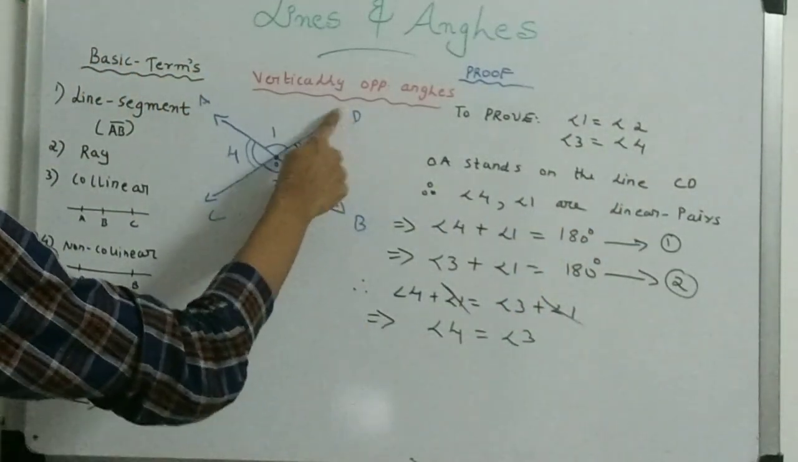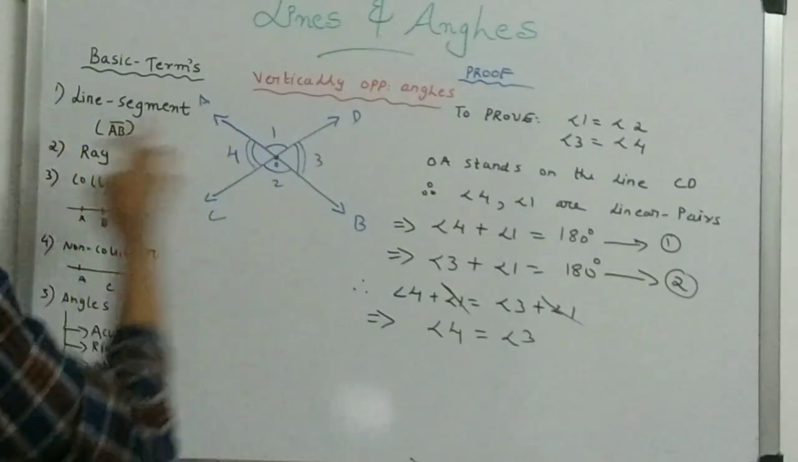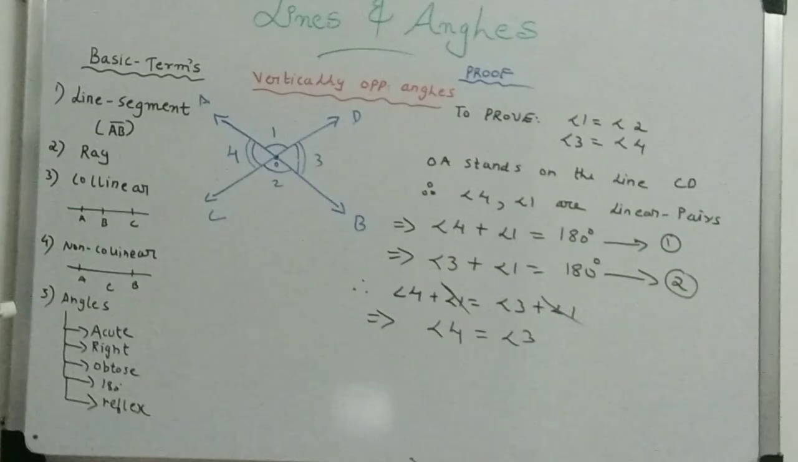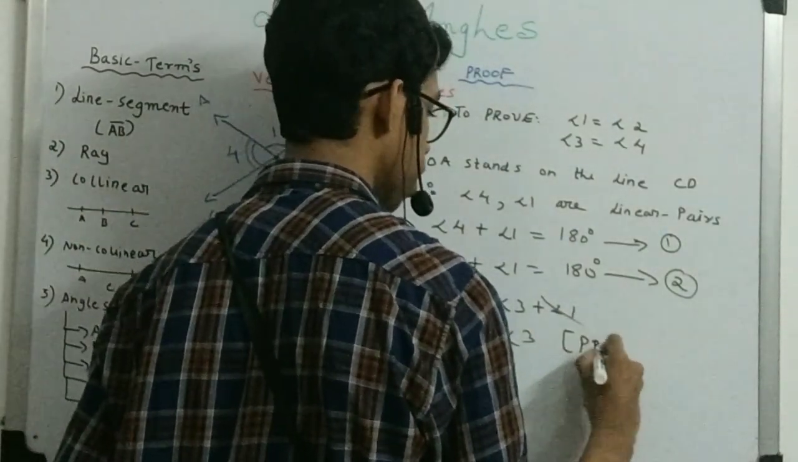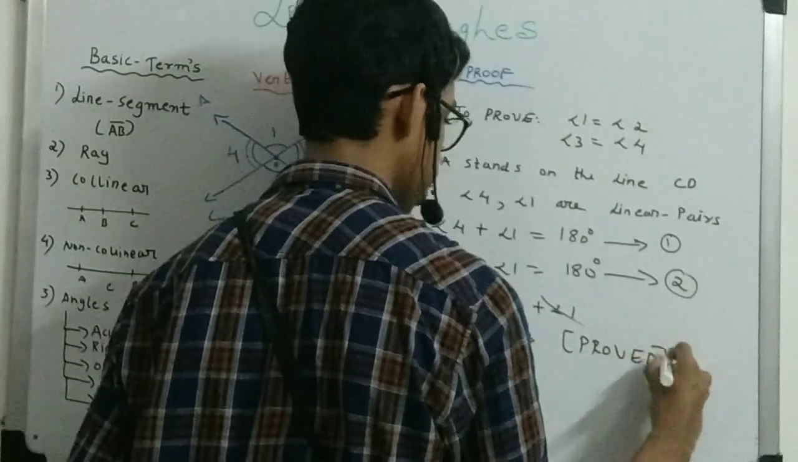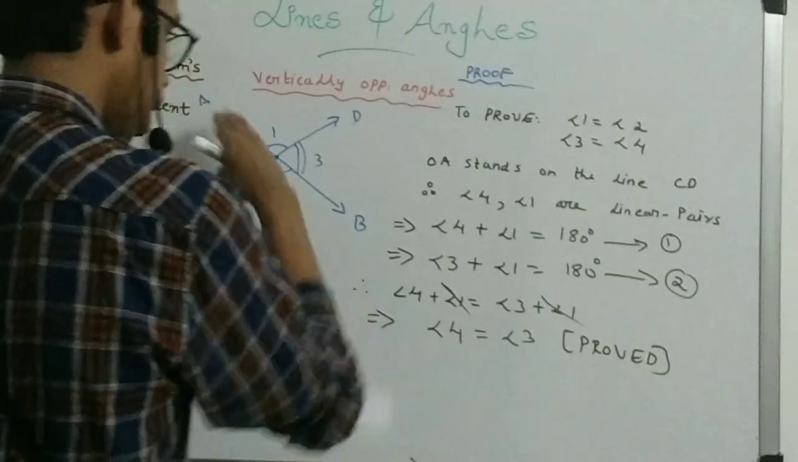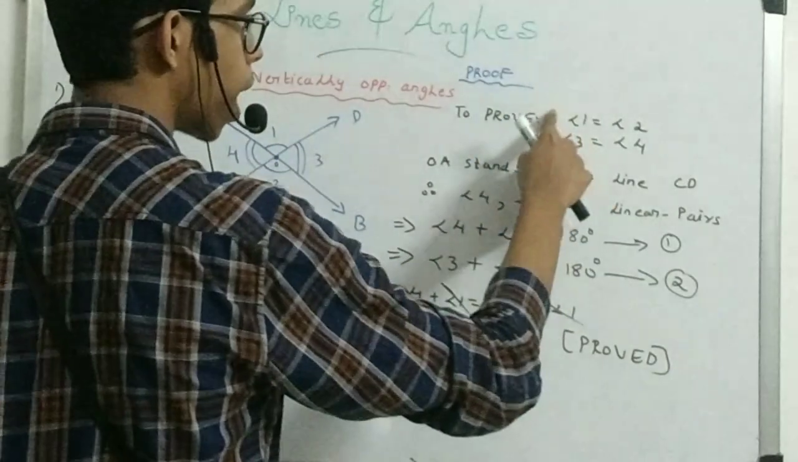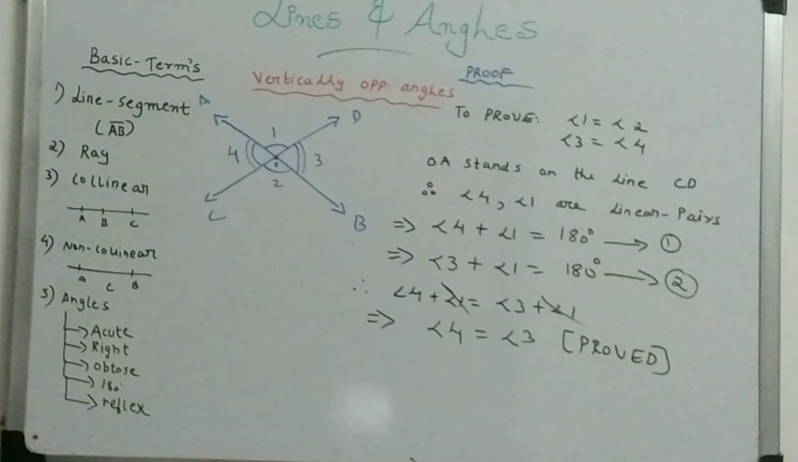So this angle 3 is equal to angle 4. Angle 3 and angle 4 are vertically opposite angles. So from here we have proved that since angle 3 is equal to angle 4, vertically opposite angles are equal to each other. Now, if you want to prove angle 1 is equal to angle 2, you should take the angles in accordance with it.